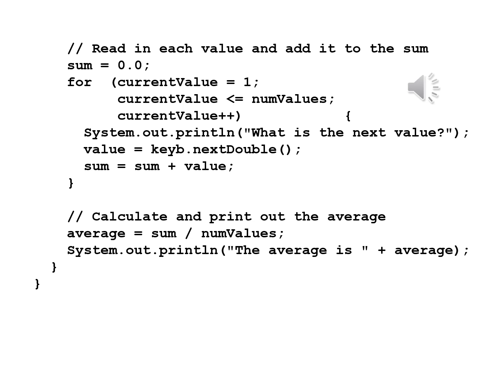We can then calculate and print out the average. Average equals sum divided by numValues. And lastly, System.out.println, open parenthesis, quote, "The average is" unquote plus average, close parenthesis, semicolon, a close brace for the method, and a close brace for the class.